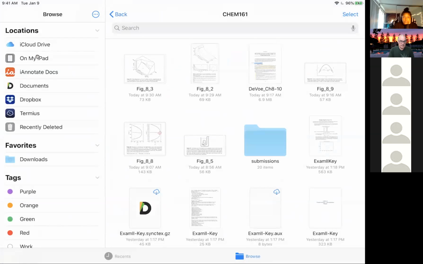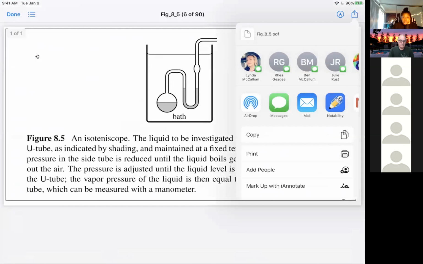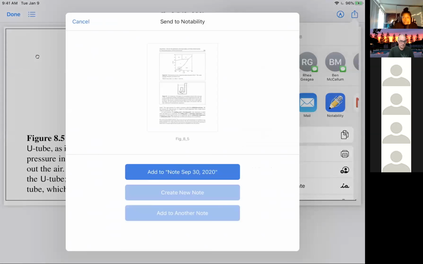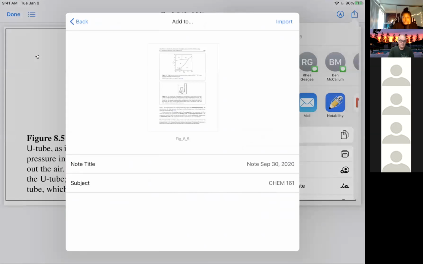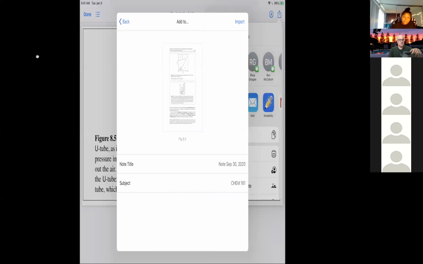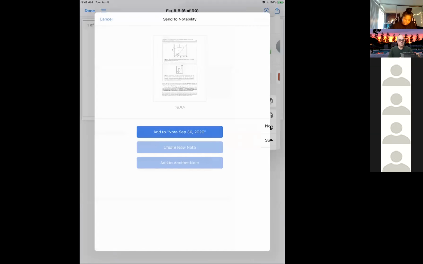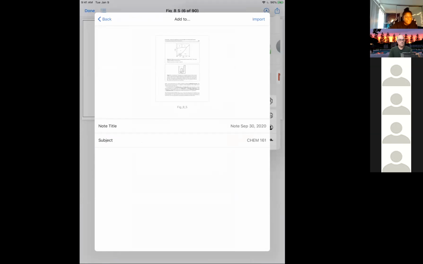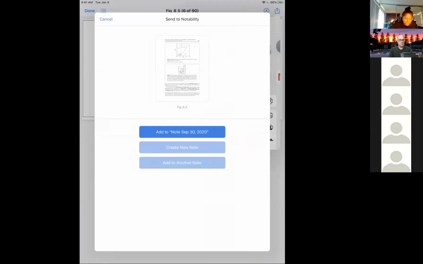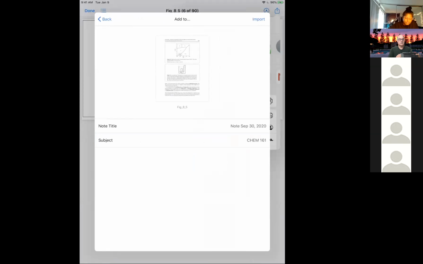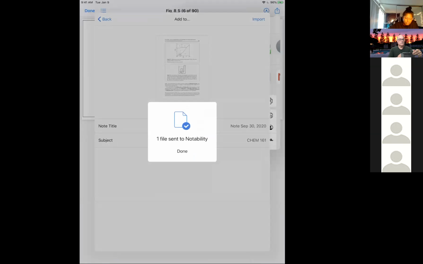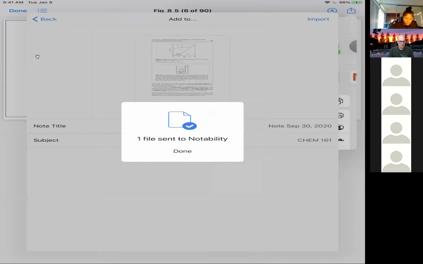Let me find it. Come on. My iPad must be acting up. It doesn't like to. Why is it doing this? Okay. This is being difficult.